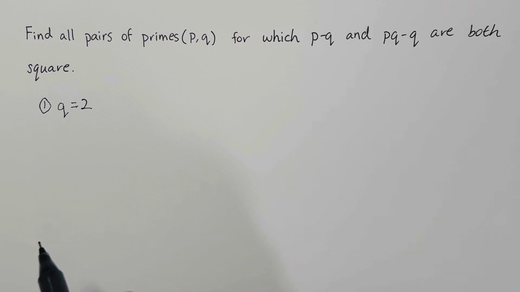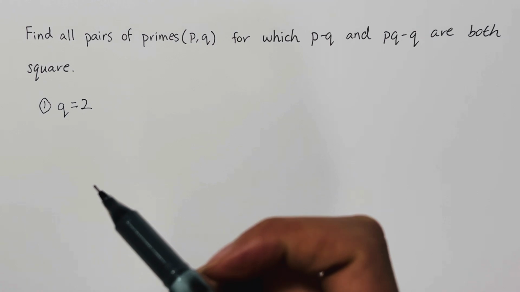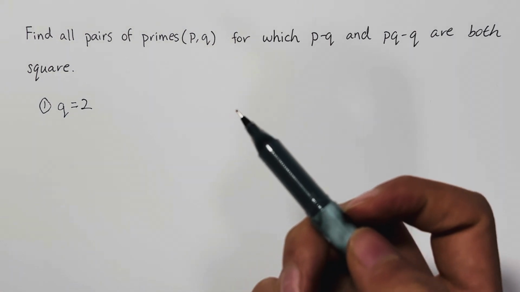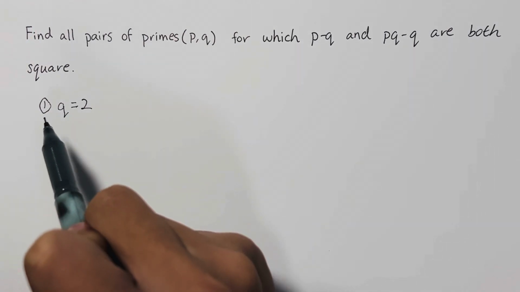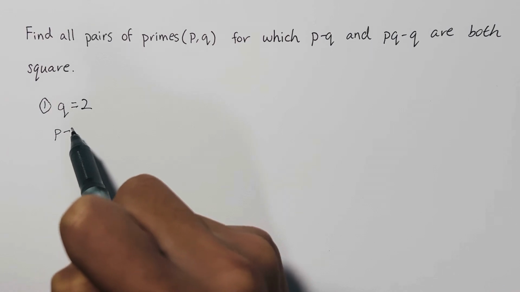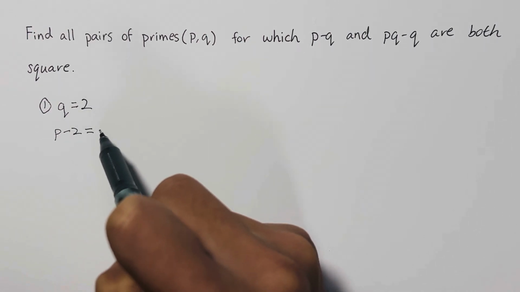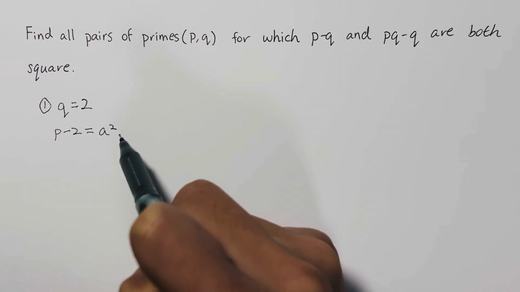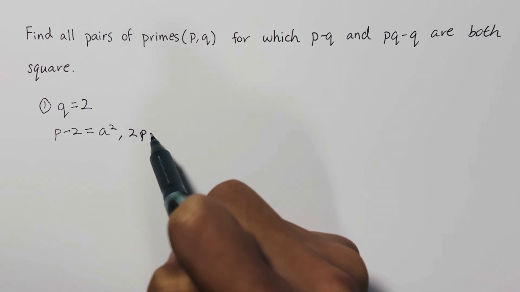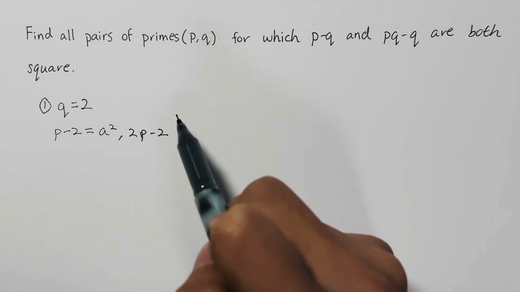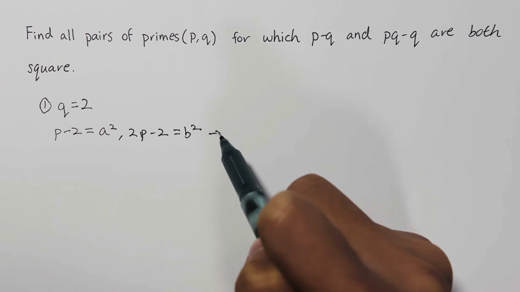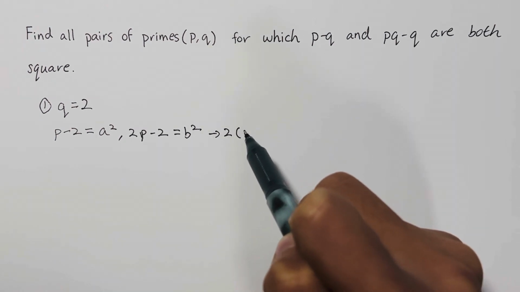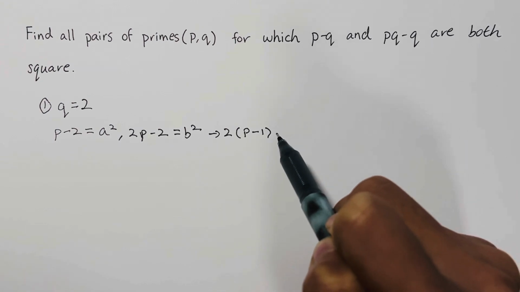First, let's deal with the parity of primes. Primes are usually odd with one very famous exception, the number 2. It's always a good strategy to check Q equals 2 separately because it behaves differently. Let's plug Q equals 2 into our expressions. We'll have P minus 2 equals A squared, and 2P minus 2 is equal to B squared. So we have 2 times (P minus 1) equals B squared.